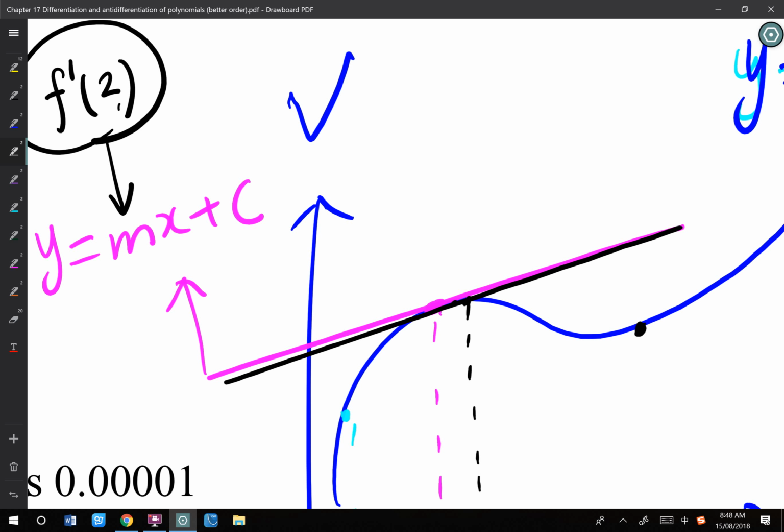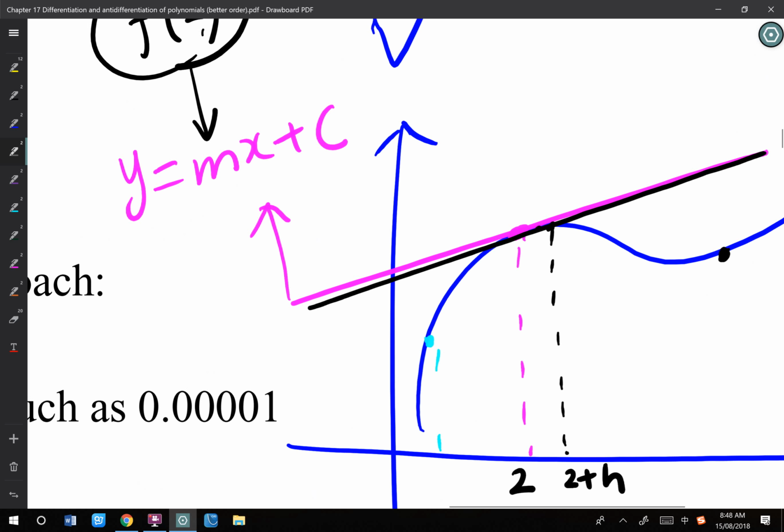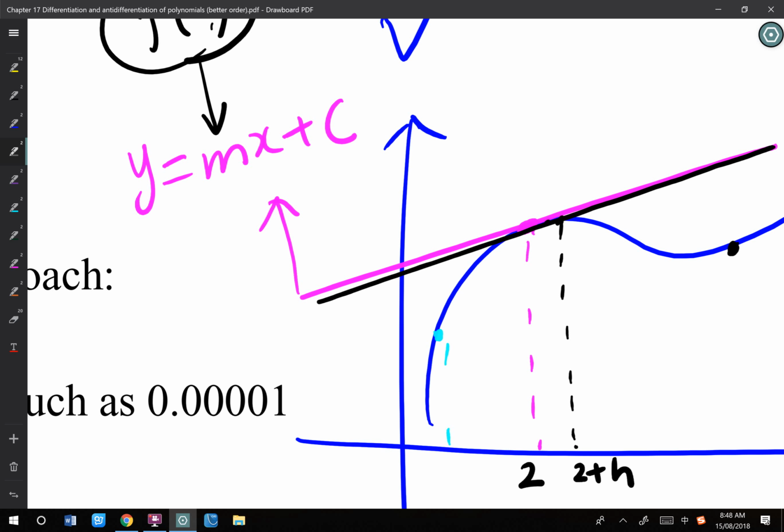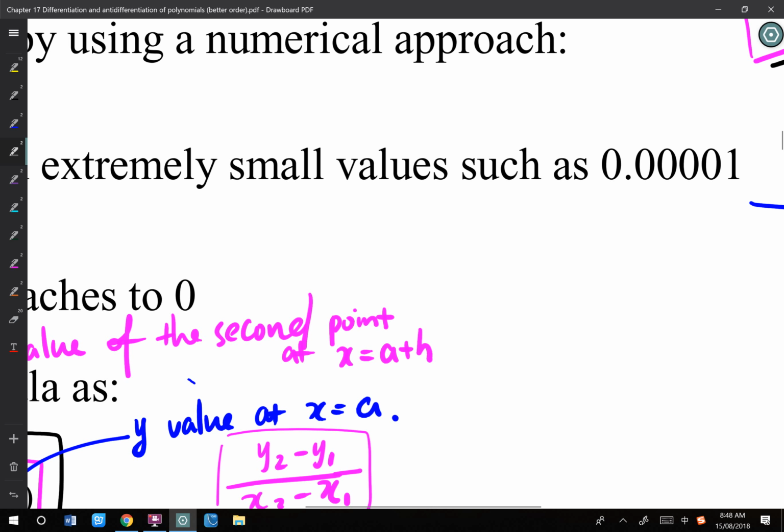Then when h reduces, the value it is approaching will be the gradient at the pink line. We're approaching the pink line. Because h is approaching 0, the average rate of change, the gradient, is approaching the actual tangent gradient. Okay, so that's the idea for a limit. That's how we work out the gradient, the instantaneous rate of change at any point. That's the formula we use to work out the instantaneous rate of change.